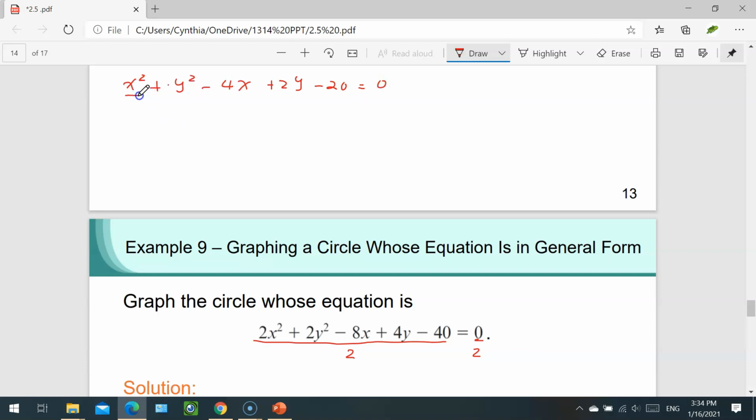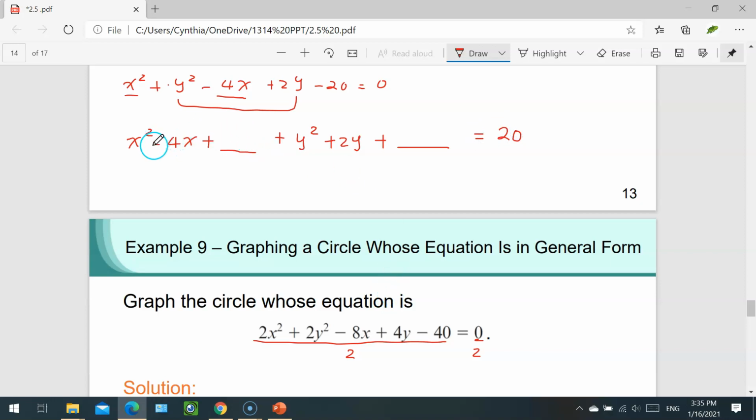Now I'm going to combine the x terms together, combine the y terms together, and then bring the 20 to the other side. So we will have x squared minus 4x. Now I'm going to write down plus, keep the space here. Okay. Now we move on to the y, plus y squared plus 2y plus, keep the space here, equal 20.